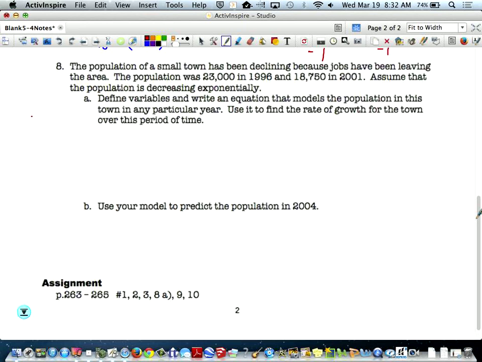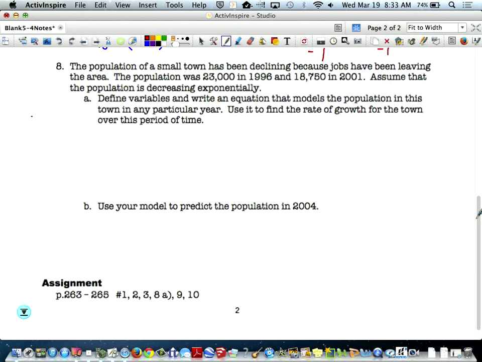The population of a small town has been declining again because jobs have been leaving the area. The population was 23,000 in 1996, and now it's 18,750 in 2001. So that's 5 years, right? 5 years. Assume that the population is decreasing exponentially. Define variables and write an equation that models the population in the town. Use it to find the growth rate.